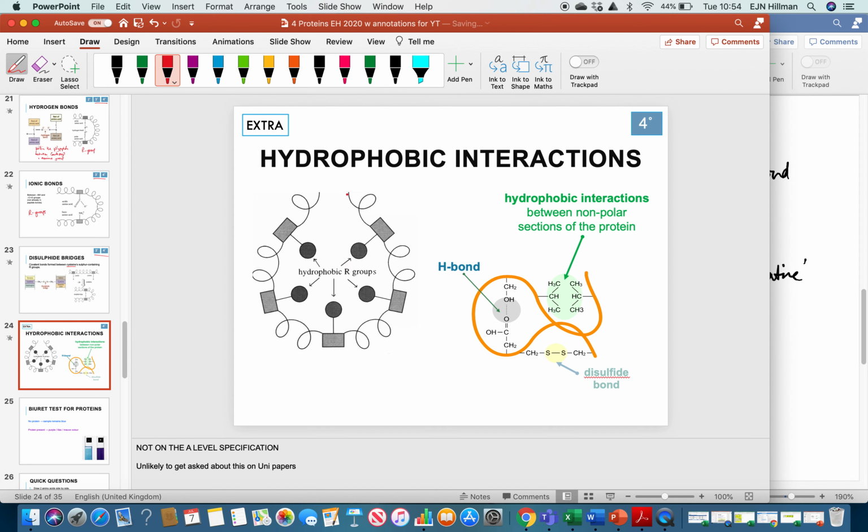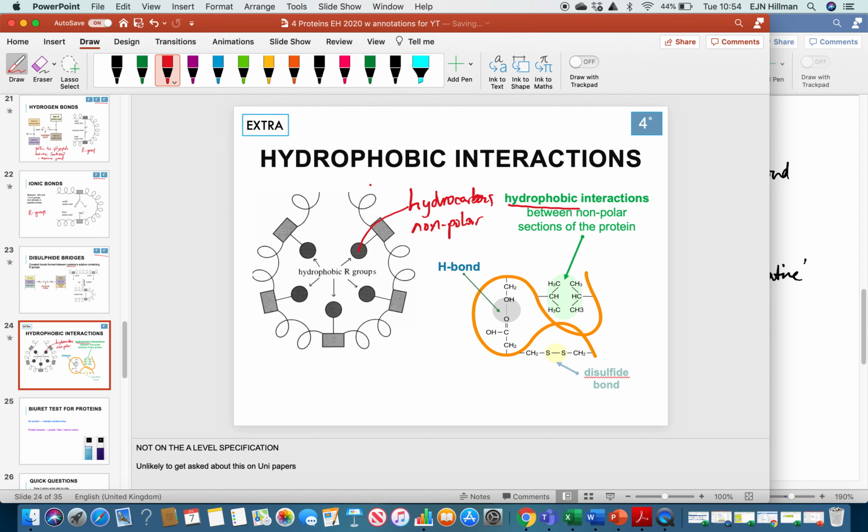Finally, and this is not necessary to remember for the A level, but you may be interested, some R groups are composed of hydrocarbons only. Okay, now hydrocarbons are non-polar and hydrophobic. So these R groups are hydrocarbons. They are non-polar, and because they're non-polar, they are hydrophobic. Okay, now hydrophobic means they do not interact with water.